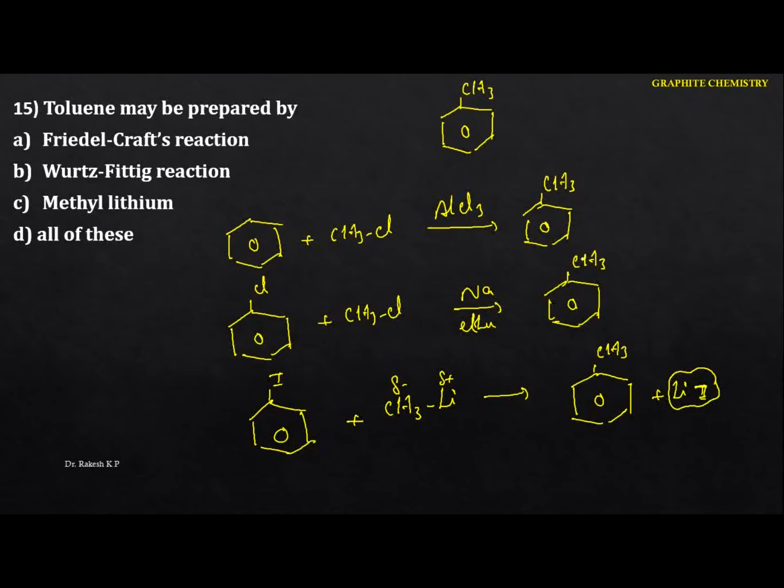Now in all three reactions we got toluene. That means by using all of these methods we can prepare toluene. So in this case the option is D.